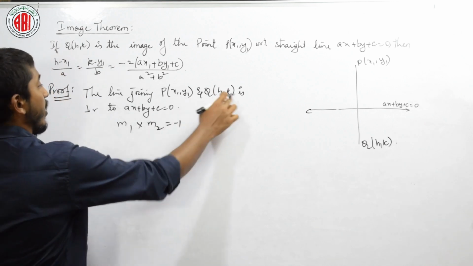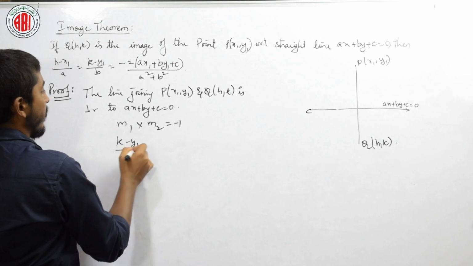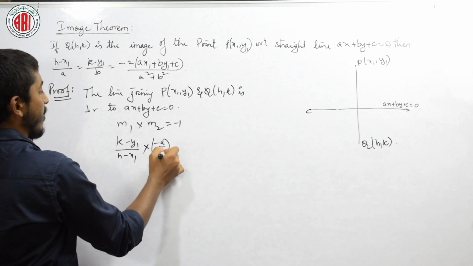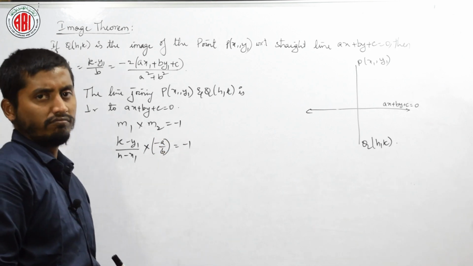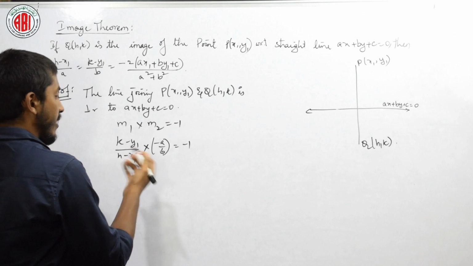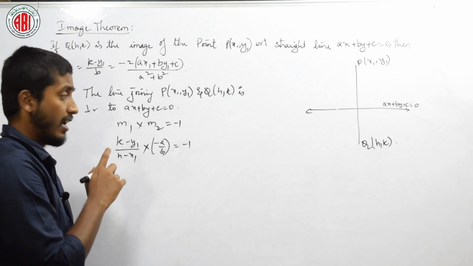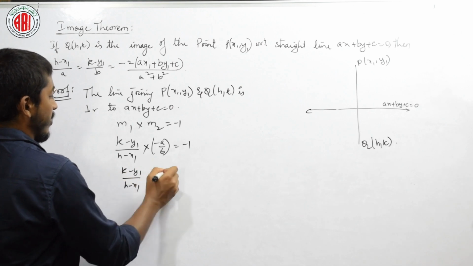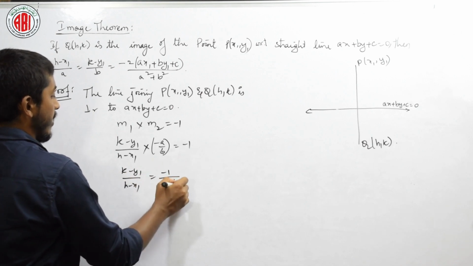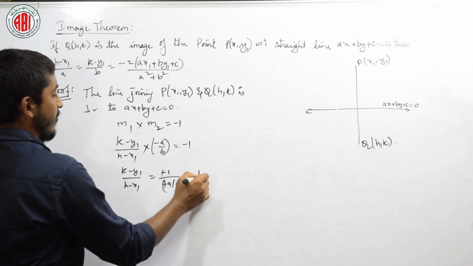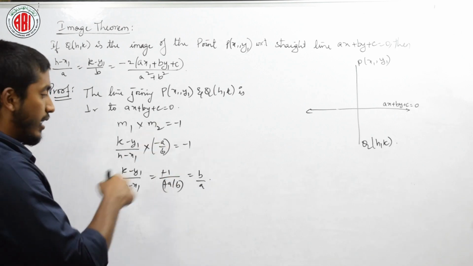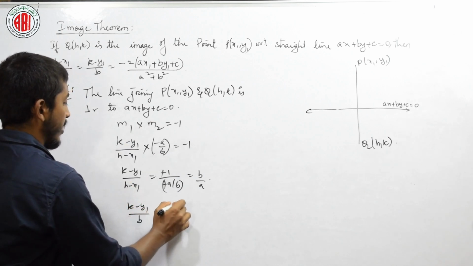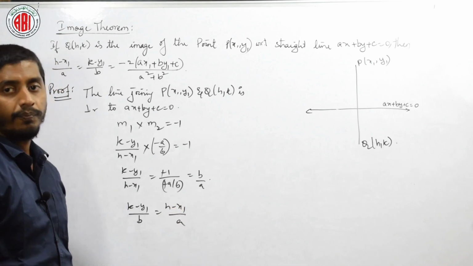What is the slope of m1? That is (k minus y1)/(h minus x1) into the slope of this, which is minus a/b, equal to minus 1. Is it okay? Let us cross multiply, the same thing which we have seen last time, right. Let us do that. (k minus y1)/(h minus x1) is equal to minus 1 by minus a/b; this minus minus gets cancelled, we will get b/a. Is it clear? Let us cross multiply and we will get (k minus y1)/b is equal to (h minus x1)/a. Is it okay?